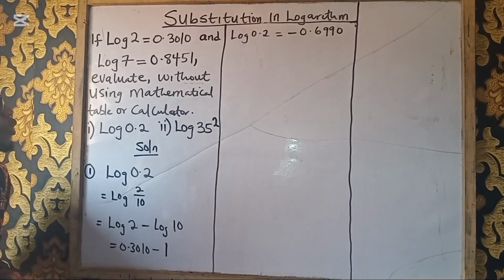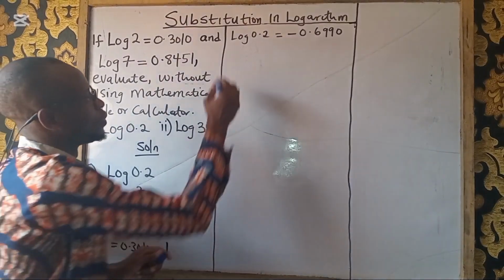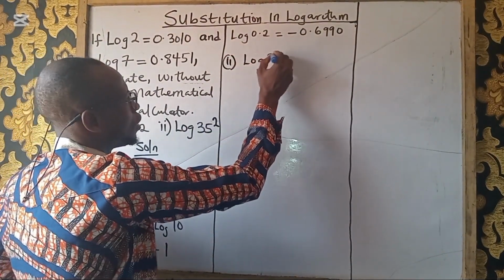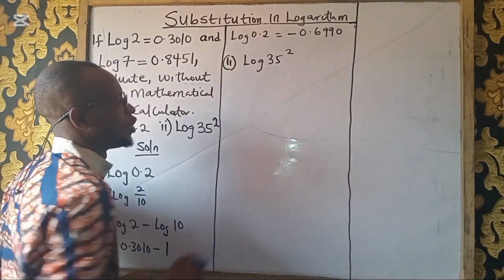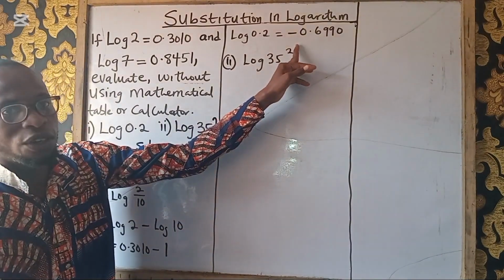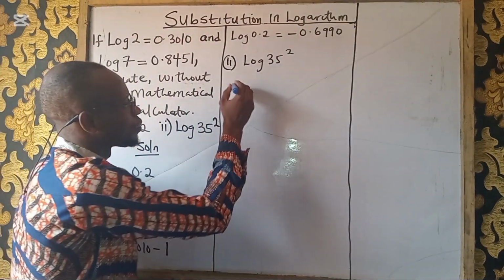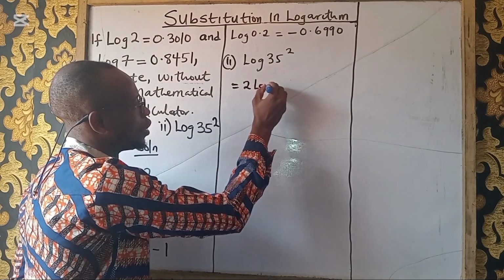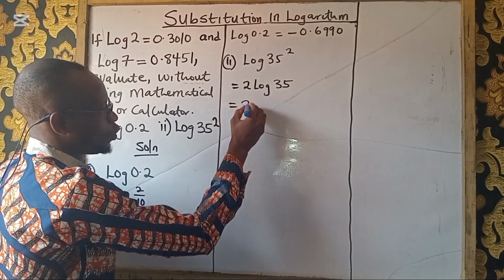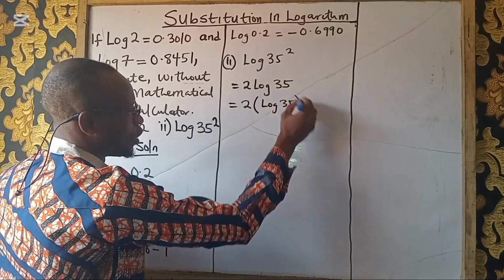Okay, so let's move on to the next question, which is log 35 raised to the power of 2. Now the same thing, the same format. The first thing we need to do here is to take this power. This is the power law. We take it to the front of this log, so we are going to have 2 log 35, which is the same thing as saying 2 times, then bracket. Now we only want to tackle this log 35.